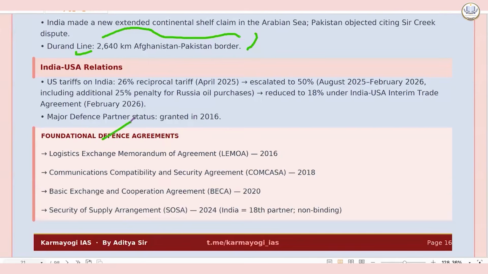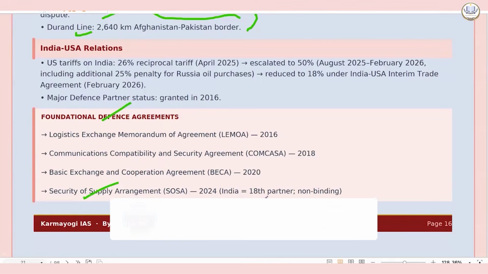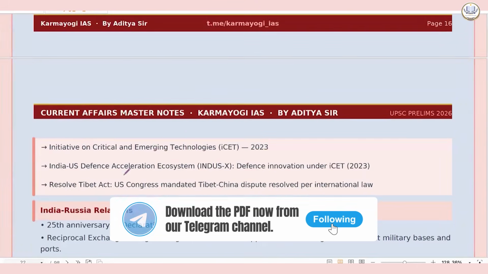Foundational defense agreements: one is LEMOA, with respect to logistics exchange. Then we have COMCASA, the Communications Compatibility and Security Agreement, signed in 2018. BECA, the Basic Exchange and Cooperation Agreement, and the Security of Supply Arrangement 2024, where India is the 18th partner, non-binding.